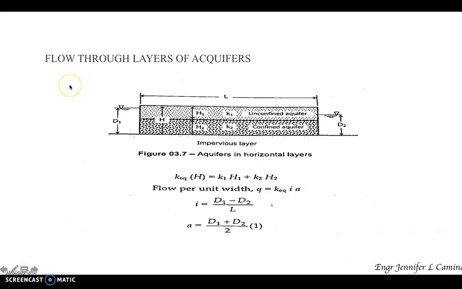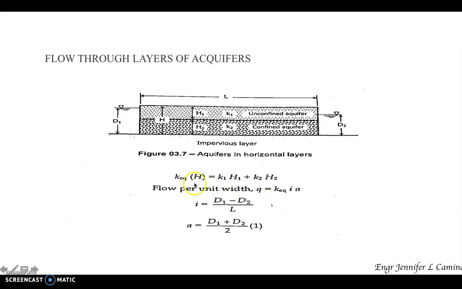Now we move on to flow through layers of aquifers. An aquifer is an underground layer of permeable rock, sediment, or soil that yields water. So we have here layers of aquifers. How are we going to compute for our Q, which is our flow per unit width?